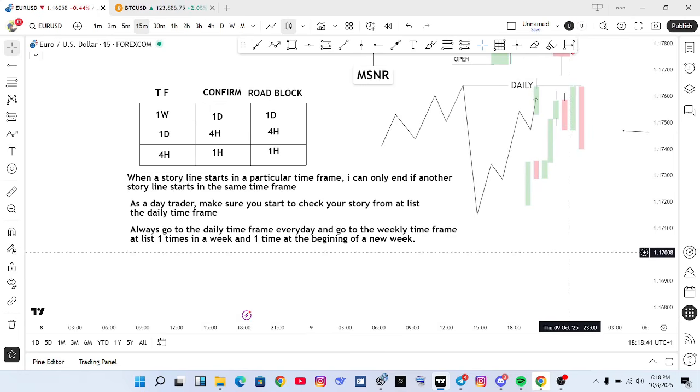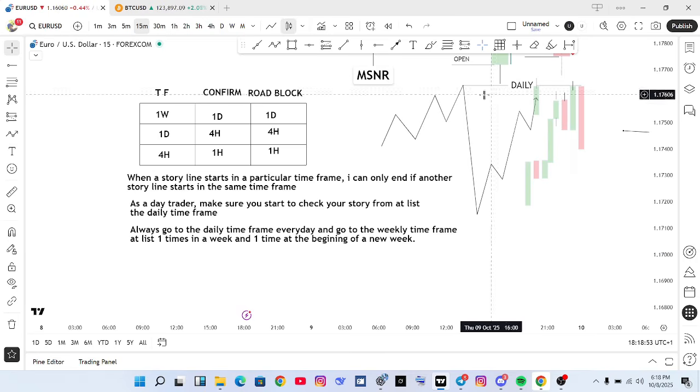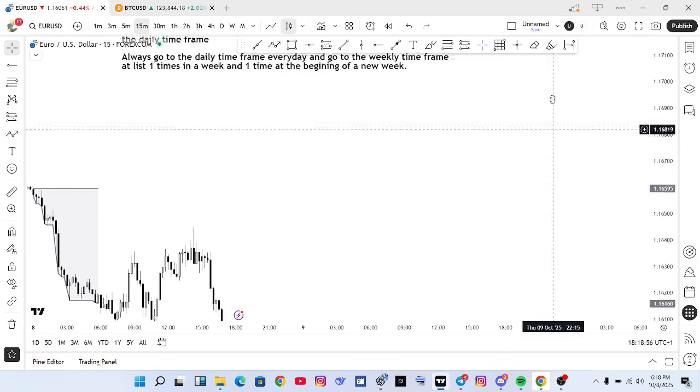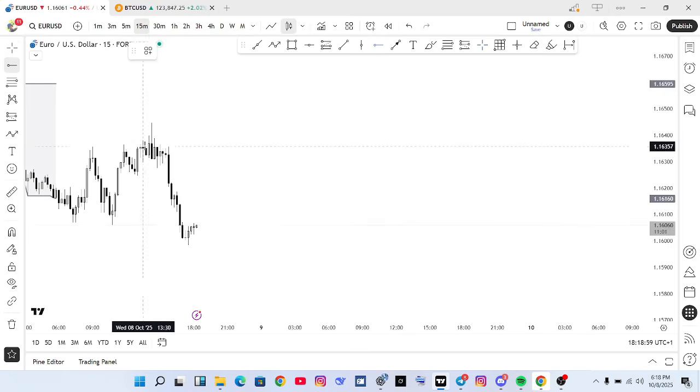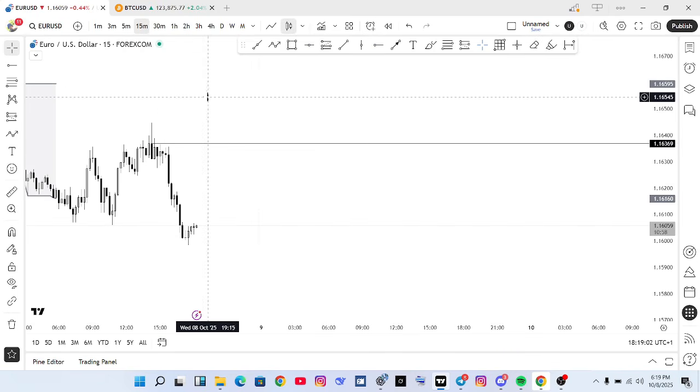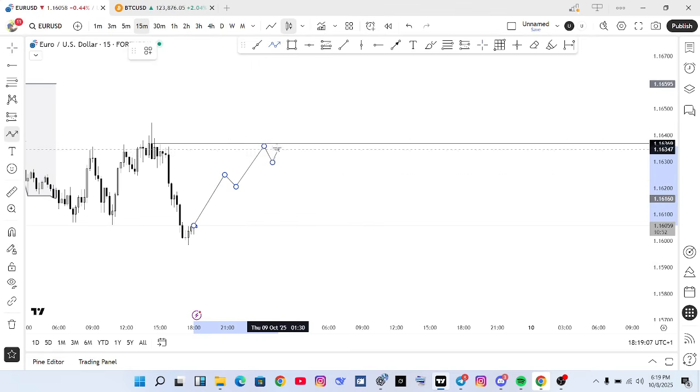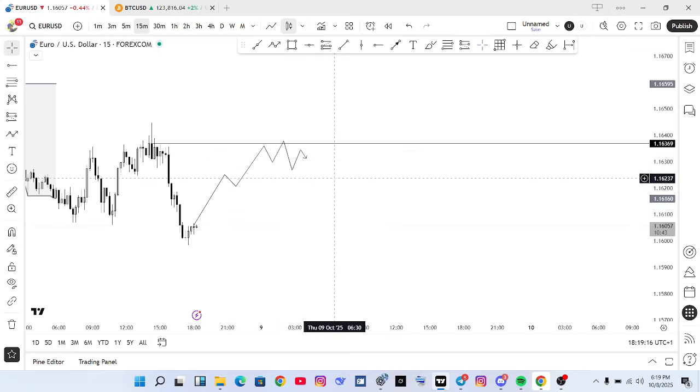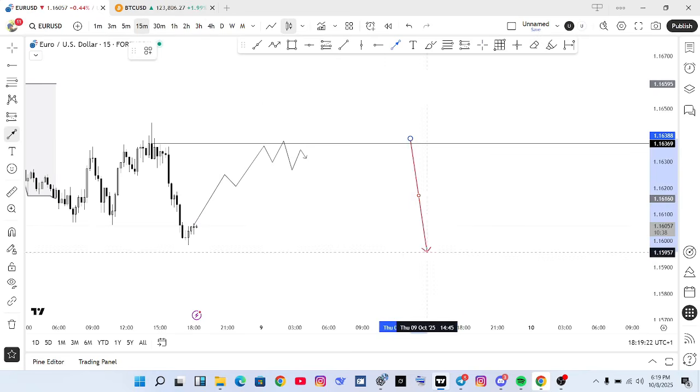Now, when a storyline starts in a particular time frame, it can only end if another storyline starts on the same time frame. Now, let me give you guys an example. Let's say this is your 1 week or your daily key level, and price did something like this, came to this place, and let's say this is your 4-hour, gave you a break like this on a 4-hour time frame. Now you now know that another storyline has started, a bearish storyline. So you know that it's sell, right?